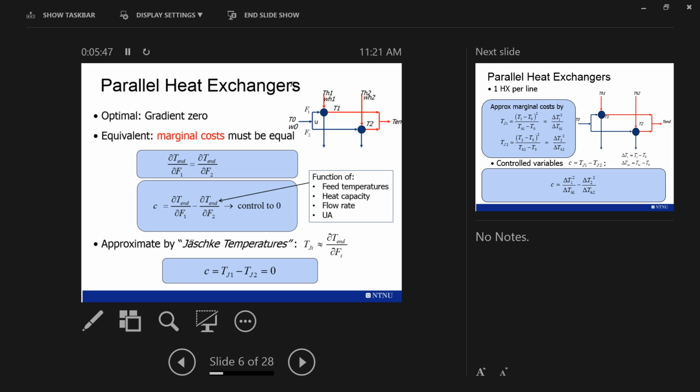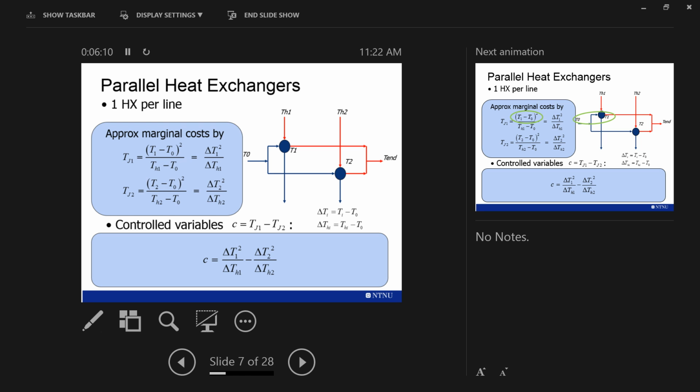Okay, so these Jäschke temperatures are approximations of these marginal costs. And then, obviously, the controlled variable is then to just take the difference of the Jäschke temperatures and control them to 0, or to make the Jäschke temperatures on all branches 0. So now, how do these Jäschke temperatures look like? And now we're getting back to the first slide, the one with the formula.